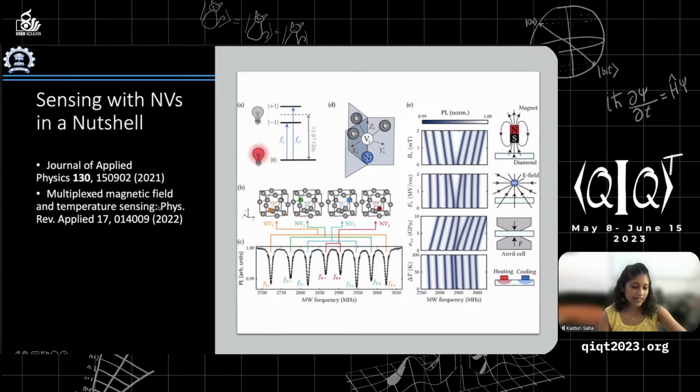And if you're interested, there are several review articles, but two of them I would point out here, which are very nice, and you can go into them for understanding magnetic field sensing with NV centers.